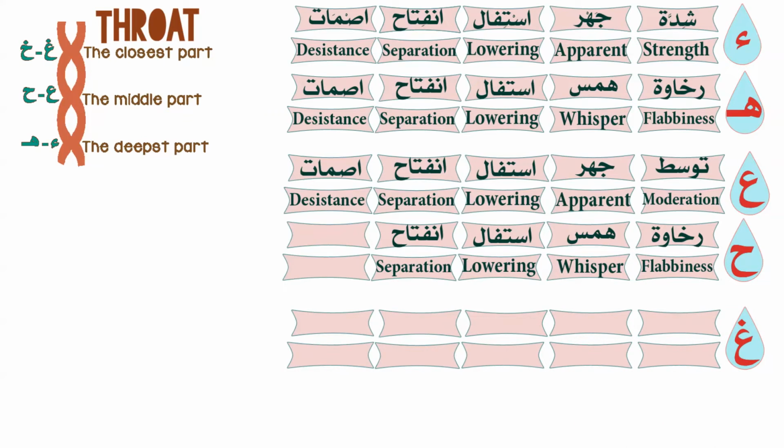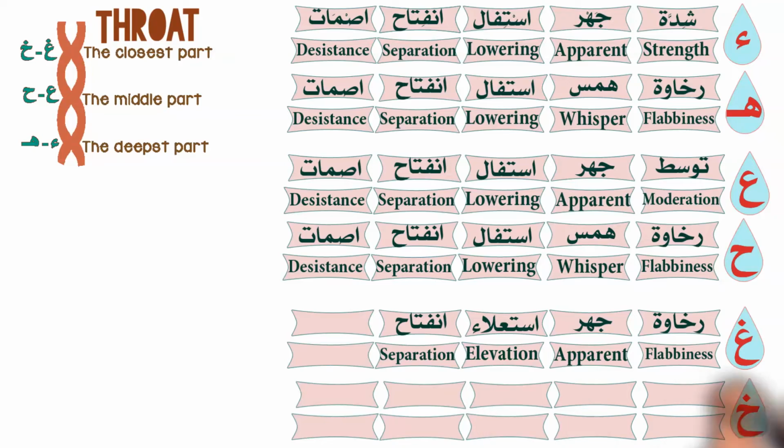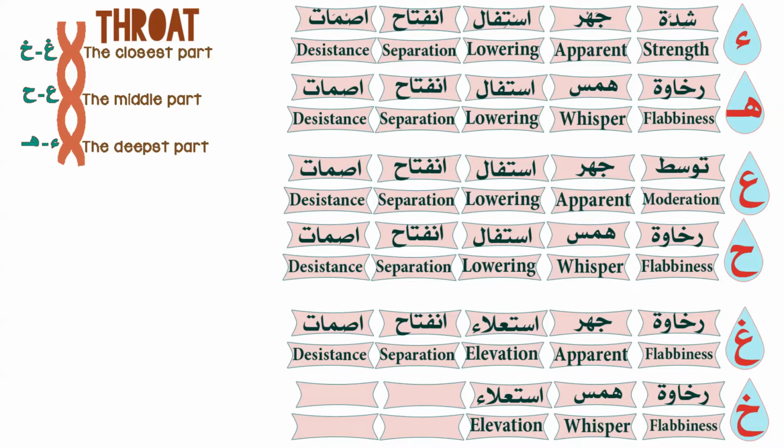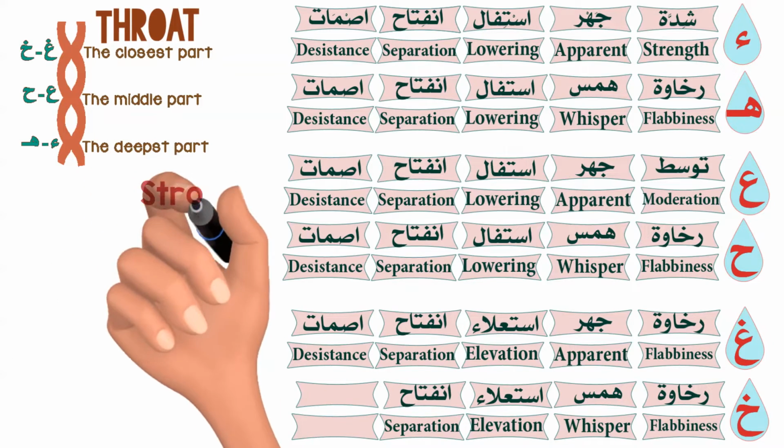Now, this is the closest part of the throat for غين and خا. The غين characteristics are رخاوة, floppiness, جهر, apparent, and here استعلاء, elevation, انفتاح, separation, ismet, resistance. Then the kha, which has رخاوة, floppiness, hams, whisper, also استعلاء, elevation, انفتاح, separation, and also ismet, resistance.